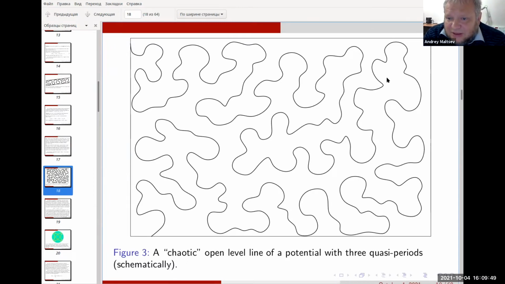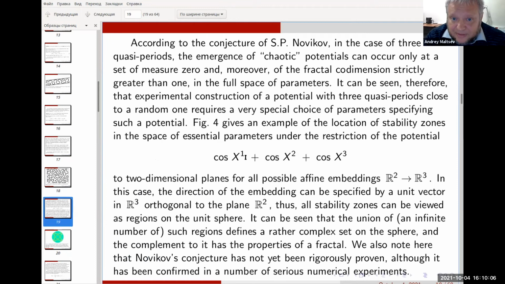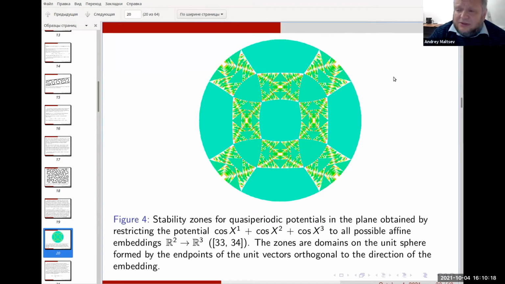This is a typical level, well, schematically, this is a chaotic level line of such a potential, which exists only on one energy level. If we just change a little bit the energy, then it will disappear. It will be broken into closed level lines. So according to the conjecture of Novikov, for the case of three quasi-periods, the measure of parameters which give us chaotic potentials is zero, and also its Hausdorff codimension in the full set of parameters is strictly greater than 1.